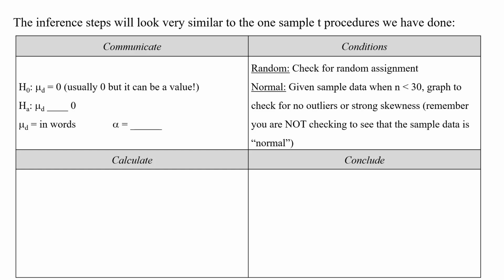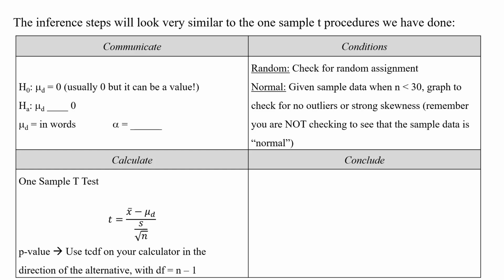And then our nearly normal condition: if our sample size is less than 30, we want to graph to check for no outliers or strong skewness. If your sample size happens to be greater than 30, then the CLT says the sampling distribution will be approximately normal and there's no need to graph.